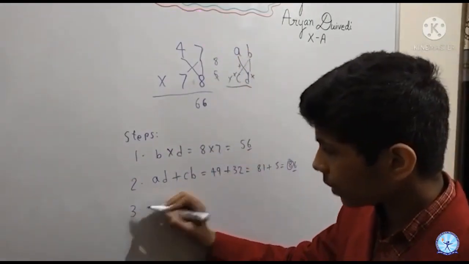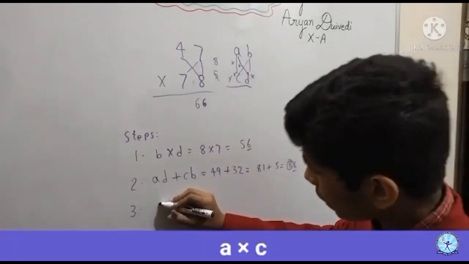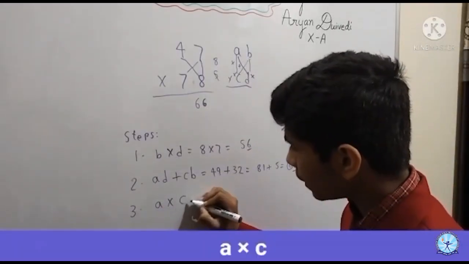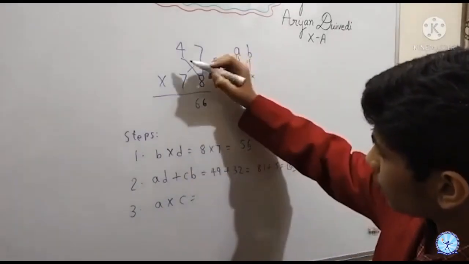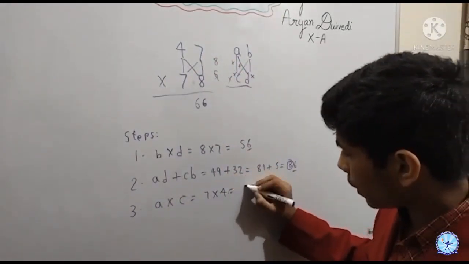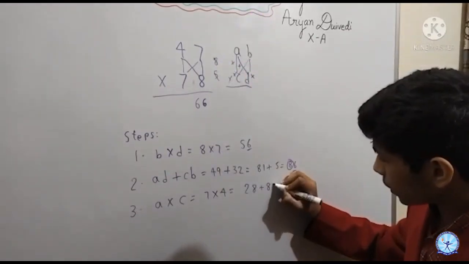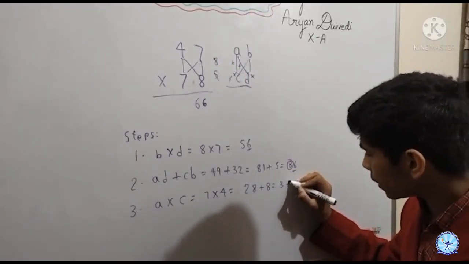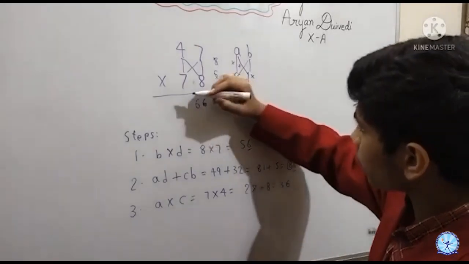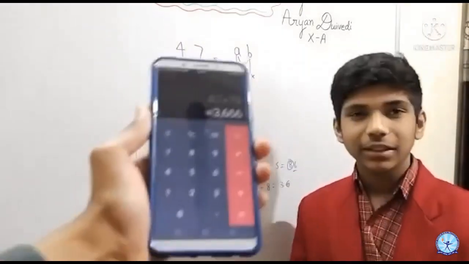Now let's try the third and the last step, which is to multiply this. So A multiplied by C, and so it is 4 into 7. So 7 fours are 28. Okay, and add the carry up. It is 36 actually. Okay, so the answer is 3666.